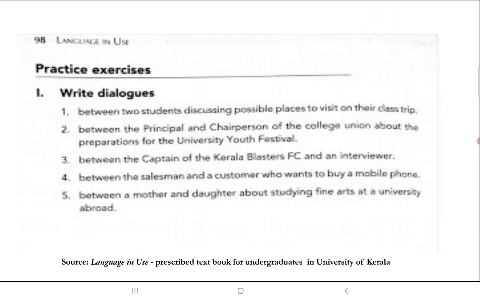Then another one, between the principal and the chairperson of the college union about the preparations for the National University Youth Festival. So you need to frame an official conversation. Principal and chairperson of the college union will be talking about the preparations. It should be full of points. Otherwise it will end up like a meaningless conversation.